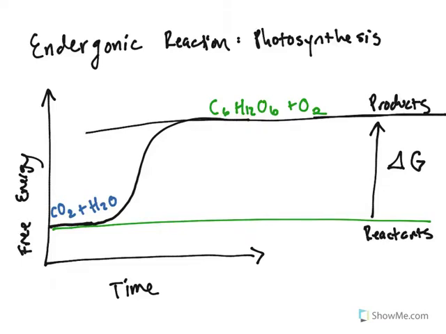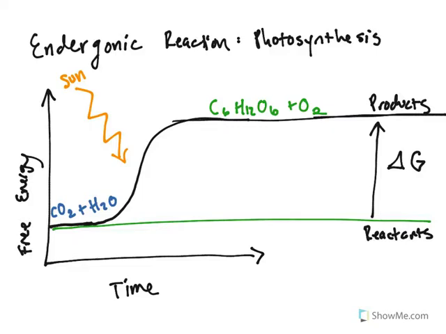However, going back to the first law of thermodynamics, we don't just get energy from nothing, okay? Where did this energy increase come from? Because we know it's not created or destroyed. You can't just make energy. What it's coming from is the sun, right? So photosynthesis is driven by sunlight. Plants are absorbing that sunlight and using that energy from the sun, and they're storing that energy into the bonds of the glucose.